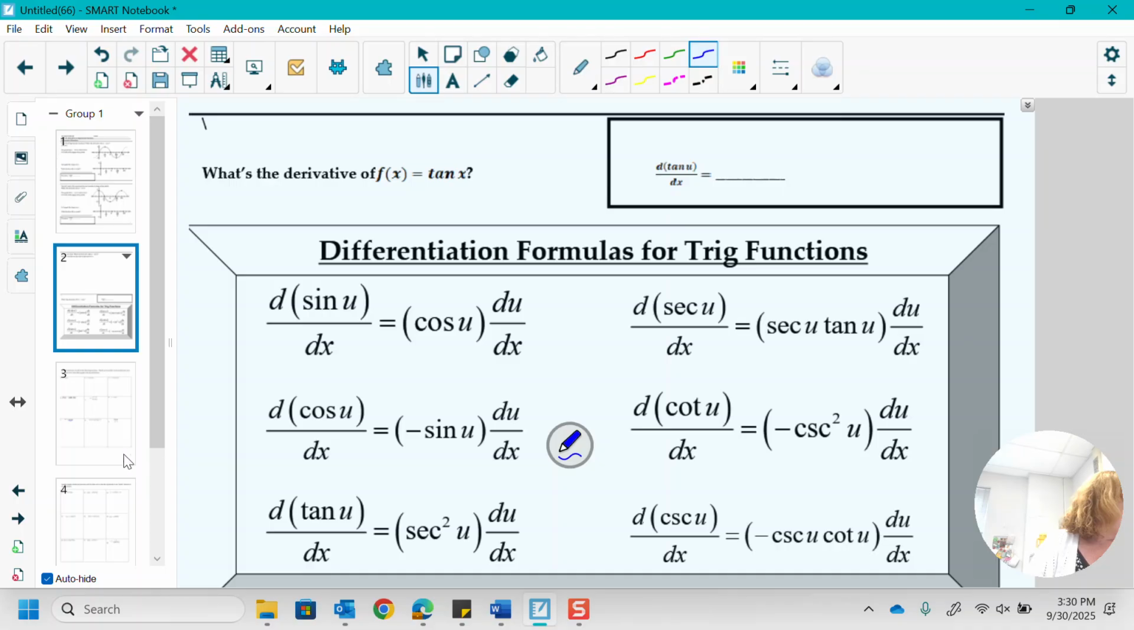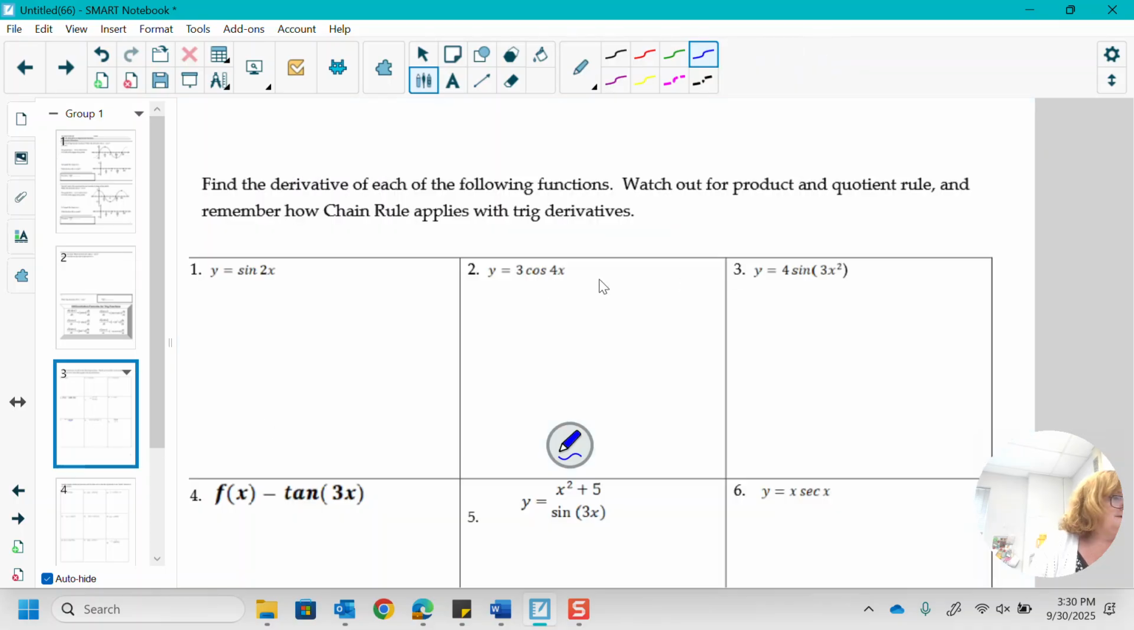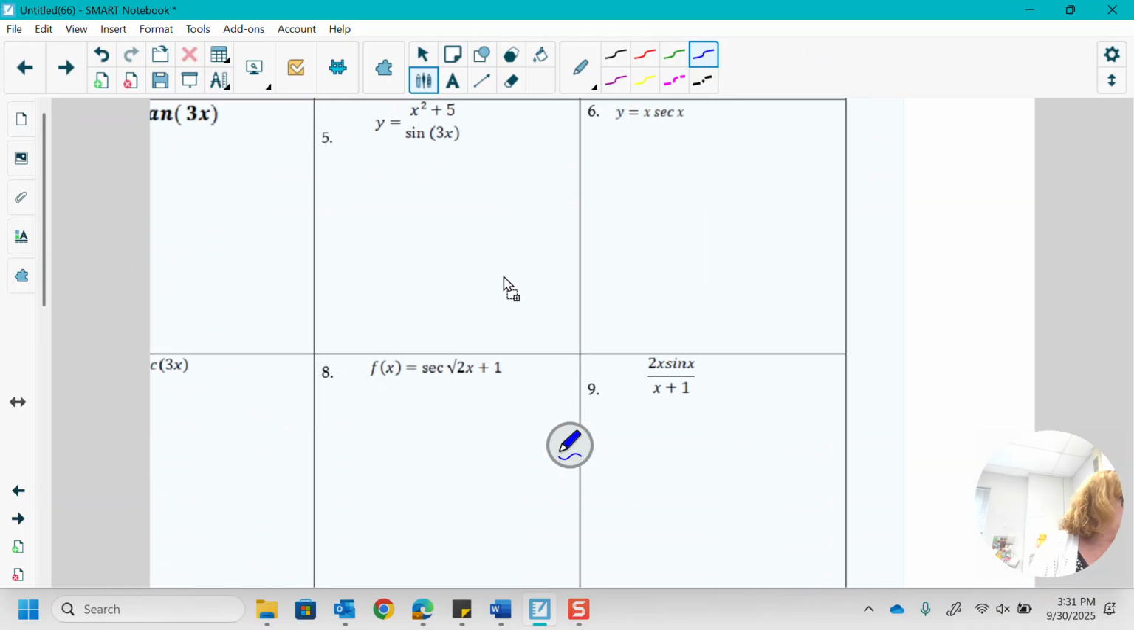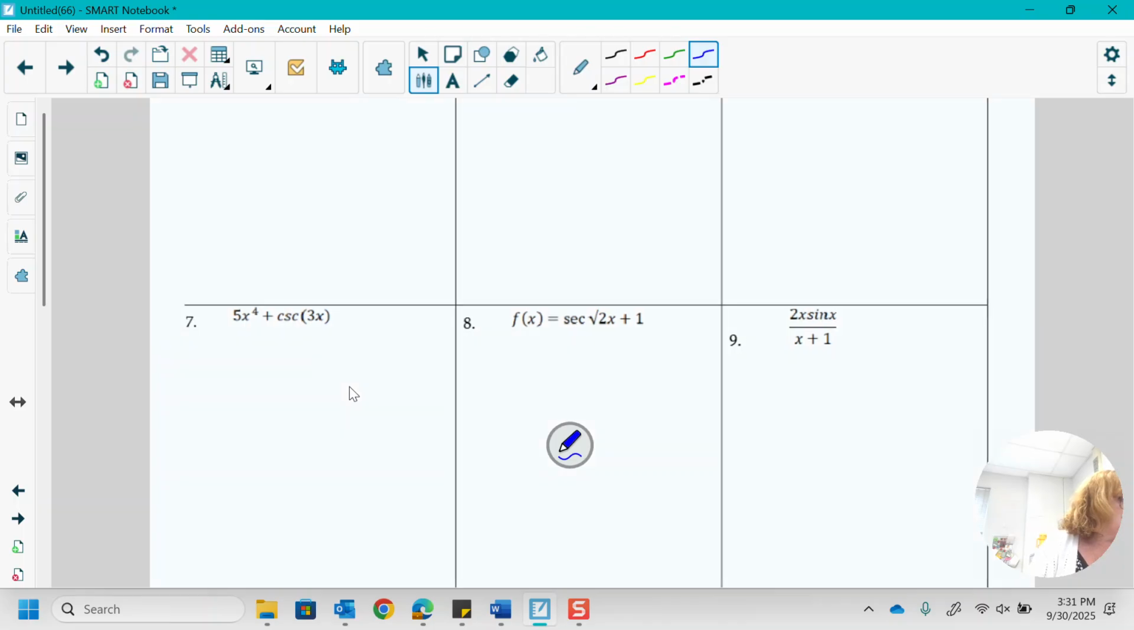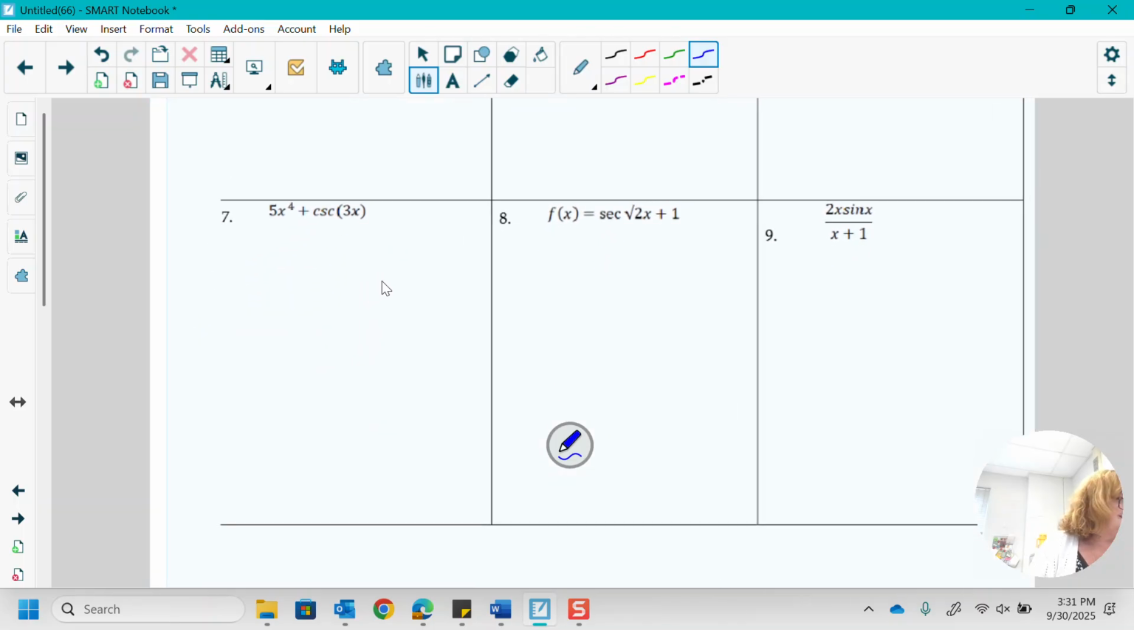So we've got our cosecant. We've also got a polynomial term, and we're adding the two together. So when we take the derivative, we're just going to take the derivative of each piece separately.